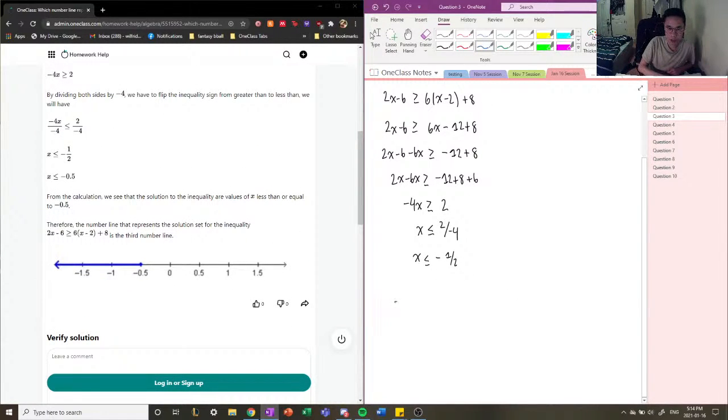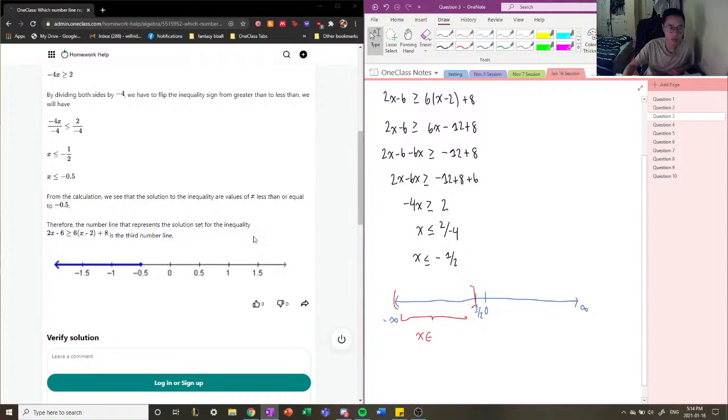So if we have our number line, where this is infinity, and this is negative infinity, and this is 0, our solution on the number line, if this is negative half here, is going to be from here and beyond, right? So x belongs to this part of our number line. Okay?